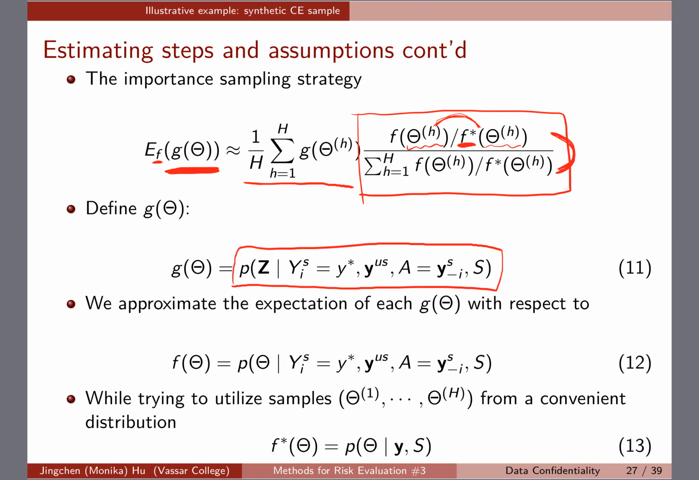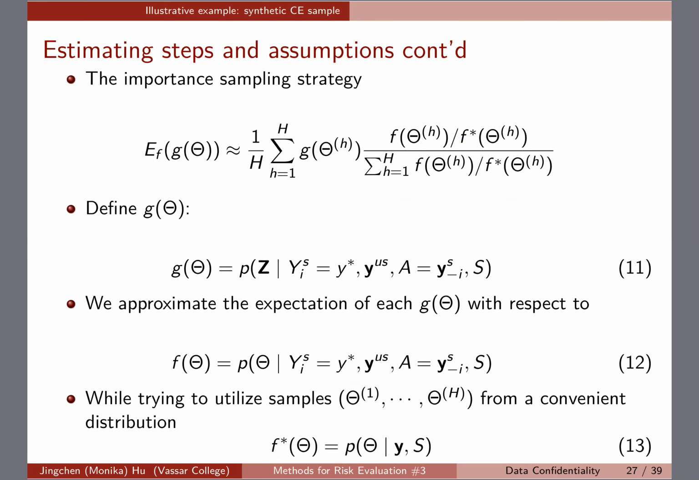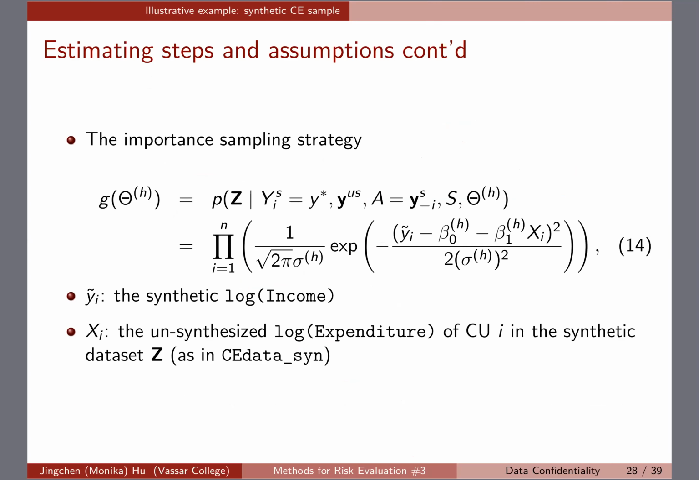So this is our goal. We're trying to get a good estimation of the expectation of this. And f theta is the distribution, almost like a posterior distribution of theta given the particular y star that you guessed. And then the f star, which is what we call the convenient distribution, will just be the posterior distribution that we actually have estimated already when we were doing the synthetic data generation. Okay, so it is all of these pieces being put together in order to do the calculation. So the importance sampling strategy for g theta h is this particular one, given that you have your draws of theta h.